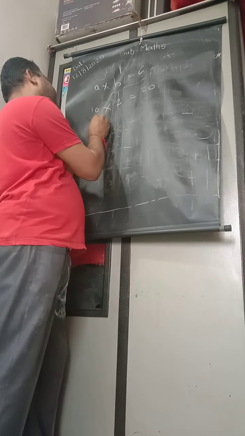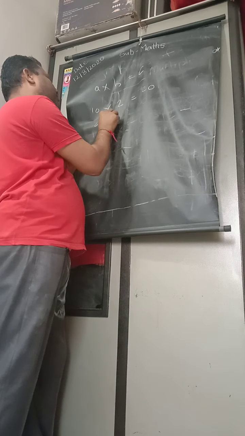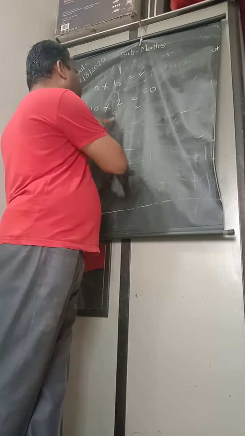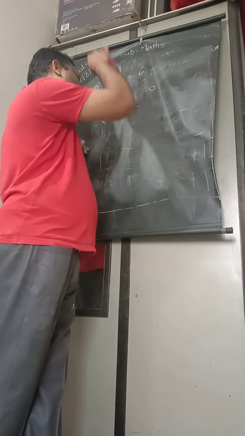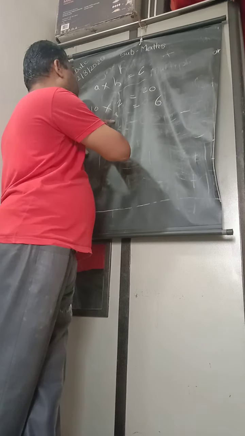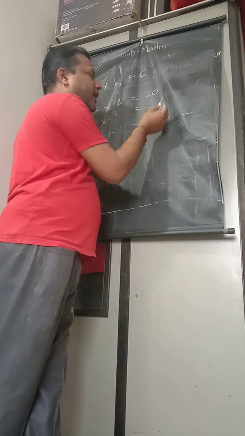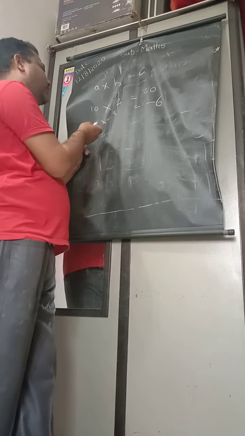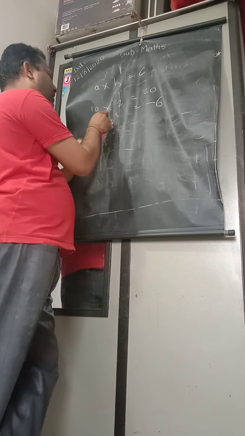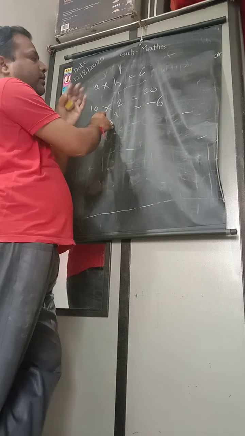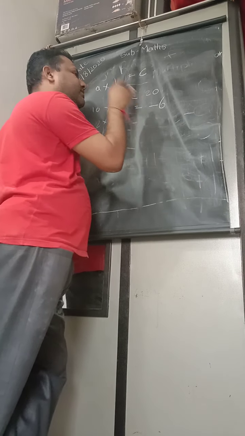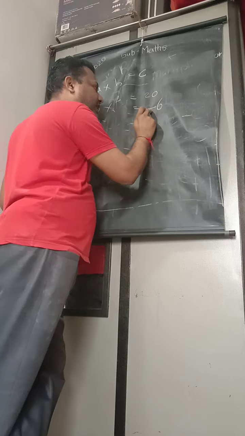Then I take another example, 2 into minus 3. What is the answer? First you just multiply and then you go for the sign. 2 into 3 is 6. Positive and negative, the answer is negative. So it is like the bulb is on and the fan is off. The fan is off, it does not mean the atmosphere is off. It means that minus 6.